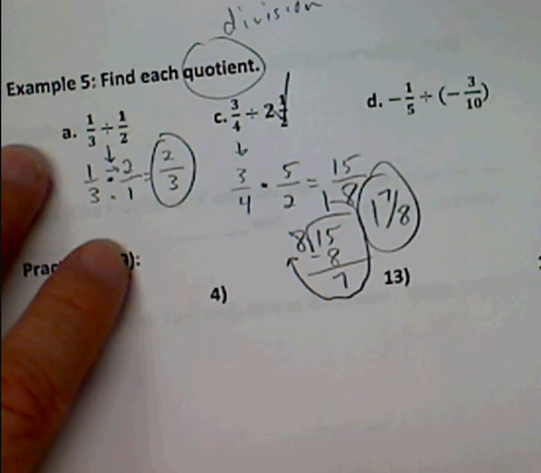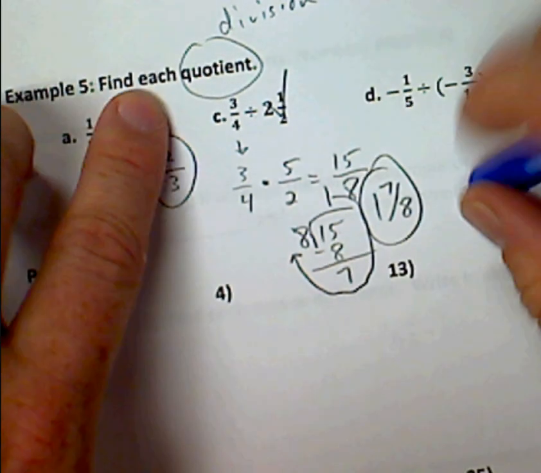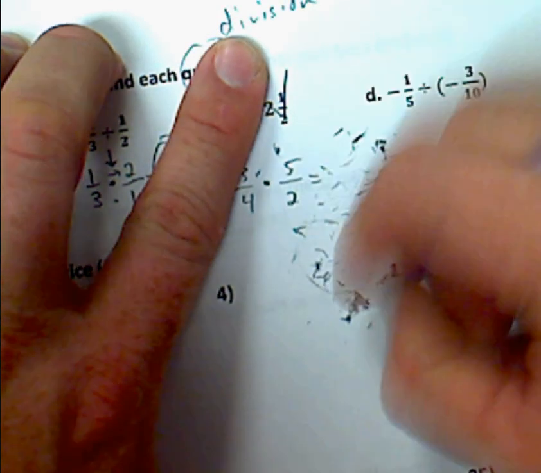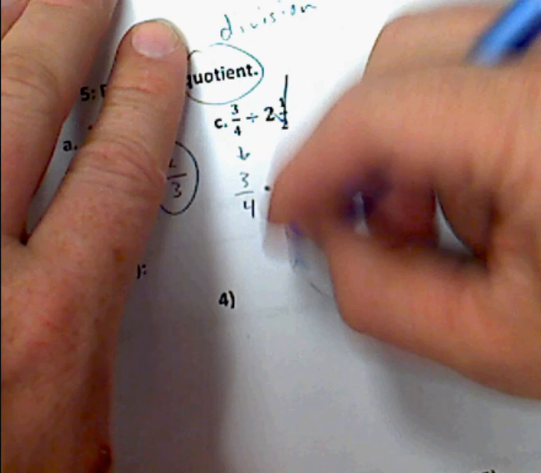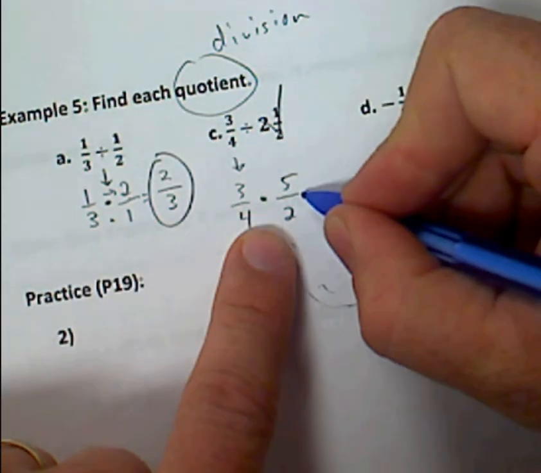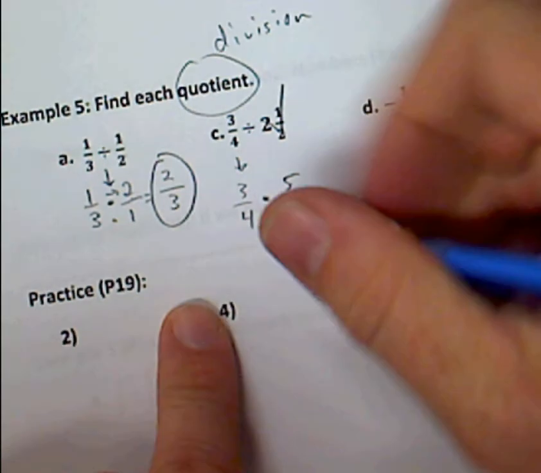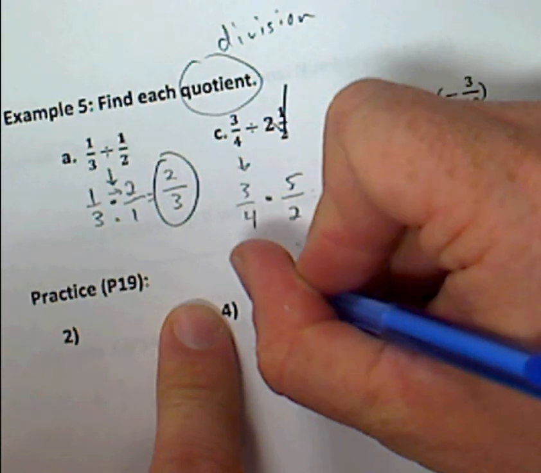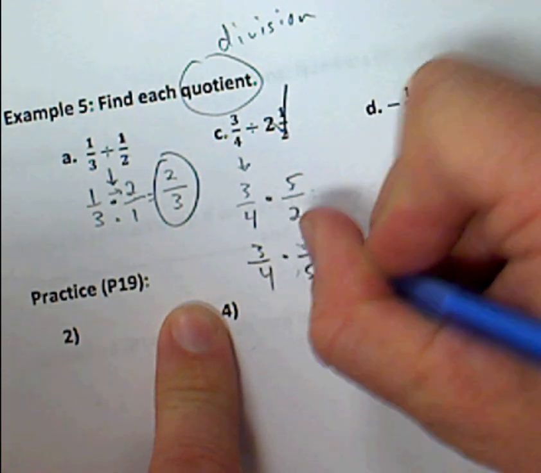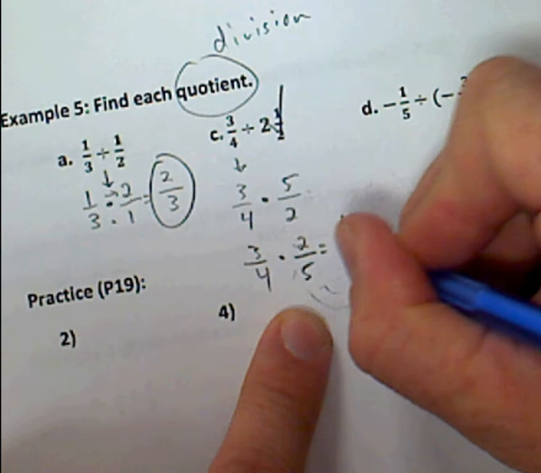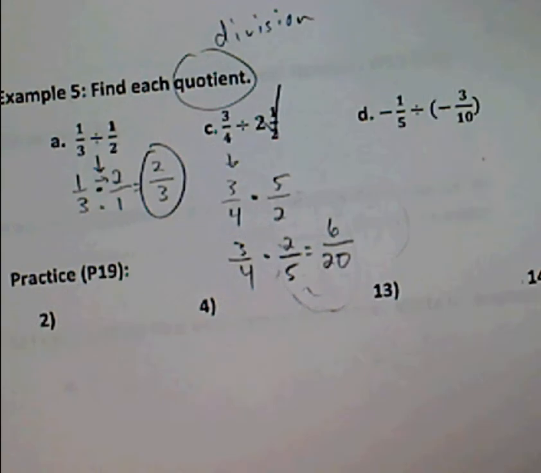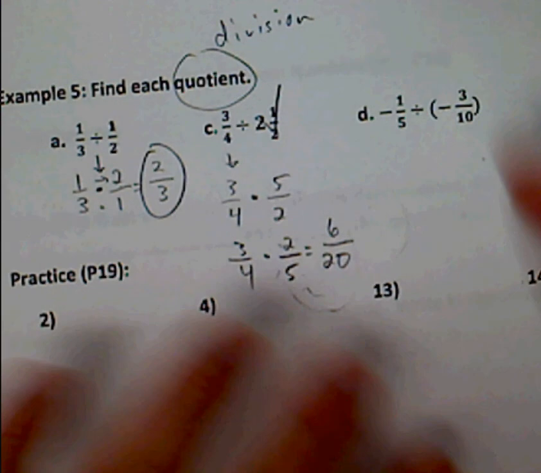Okay? I actually made a mistake on letter C. I apologize. Guess what I forgot to do? This is why we write in pencil. What I forgot to do is go ahead and flip our fraction. So this would actually be 3/4 times 2/5. This would be 6. This would be 20. 6 over 20. I even forgot to flip my second part. I apologize.